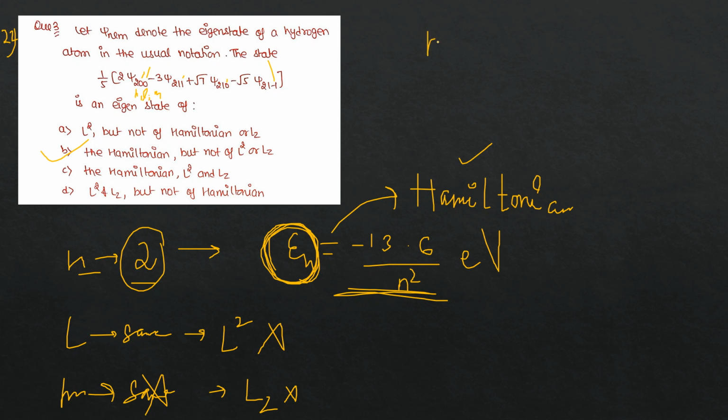All right. You can write it again. If n values are same, it's an eigenstate of Hamiltonian. If L values are same, eigenstate of L square, and if M values are same, then eigenstate of Lz.